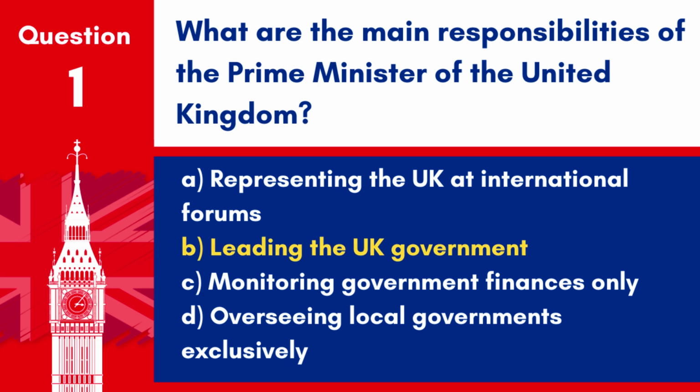Answer. B. Leading the UK government. The Prime Minister's main responsibilities include leading the UK government, overseeing the operation of the civil service and the government agencies, executing political and economic policies, and representing the country internationally.